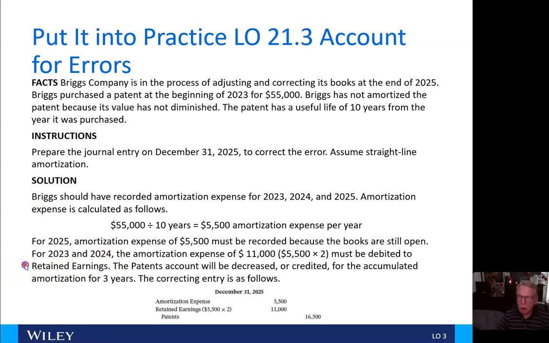Very standard correcting methodology there. The patents account will be decreased or credited for the accumulated amortization for the 3 years. So the correcting entry is going to be as follows. We will have amortization expense for the 2025 year, and we will have an adjustment to retained earnings for $11,000 here for the 2023 and 2024 years, and we will reduce patents by $16,500.